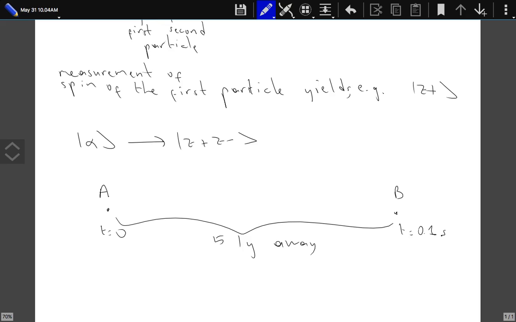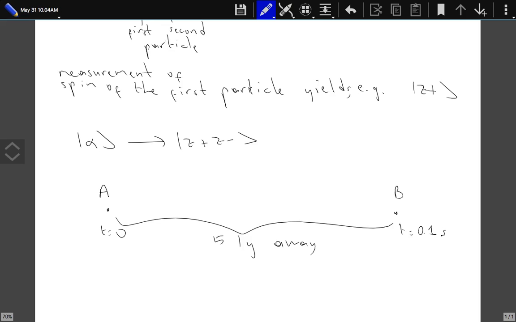So the event in A and the event in B are not causally connected according to Einstein. Nevertheless, they seem to somehow influence each other. Now, of course, the question one would really ask is, okay, this is just, let's say, a thought experiment or a mathematical construct at the moment. Can it have observable, I mean, physical uses?